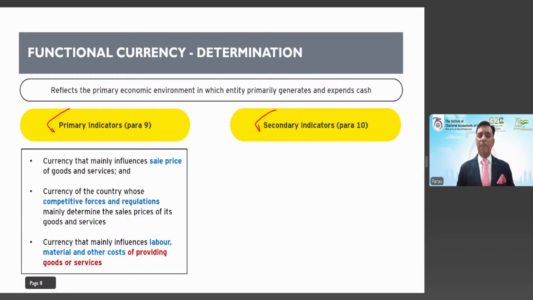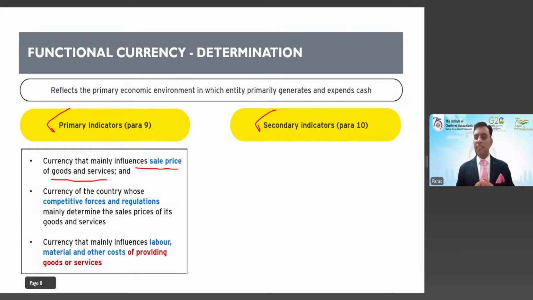So in primary indicators, the first point talks about the currency that mainly influences the sale price of goods and services. The currency which mainly influences the sale price of goods and services will become the functional currency of the entity.